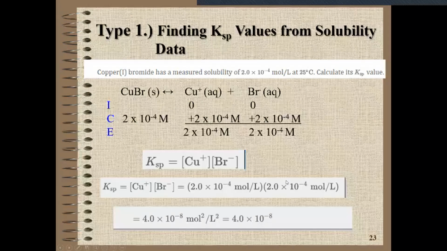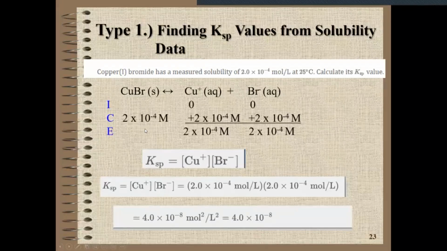So what's the equilibrium concentration? Well, we don't have to pay attention to the solid because the solid is not in the equilibrium expression. So it's 0 plus that, and we get 2 times 10 to the minus 4. Same thing here. Here's our KSP expression, concentration of Cu times concentration of Br. And these are the equilibrium concentrations. So we just plug those in, multiply them together, and that's our answer.